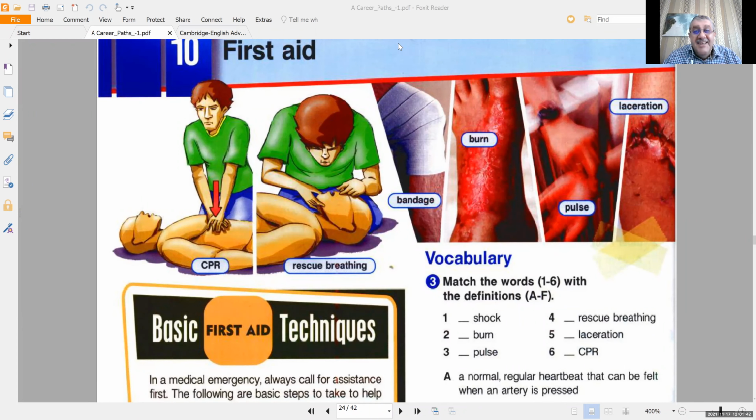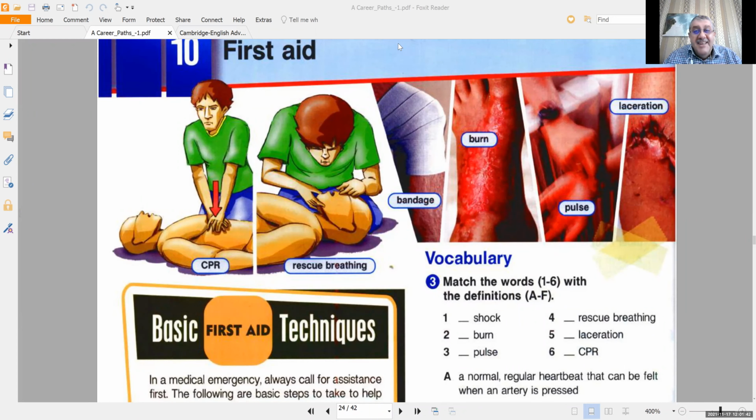As you can see here, we have some issues or some injuries that can occur to some patients, and they need first aid. The first one, as you can see from the photo, is when someone has heart failure and needs CPR, or we have some burn cases, or some injuries. These cases need first aid. Today, we are going to talk about the basic first aid techniques.